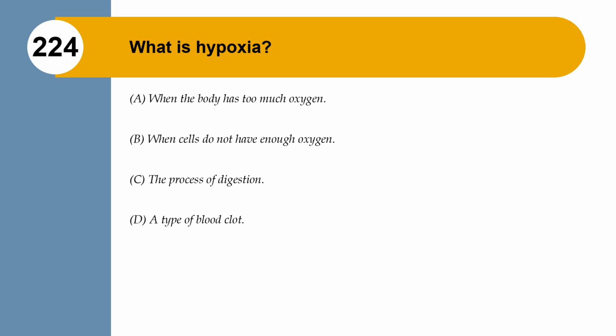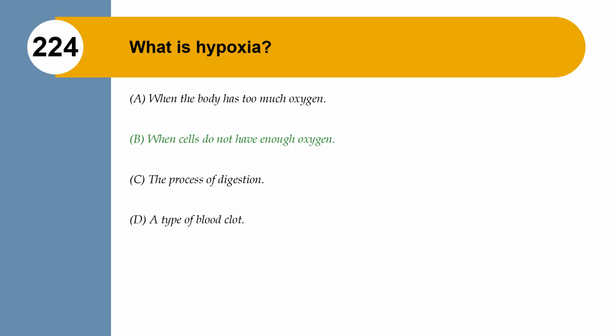Option A, when the body has too much oxygen. Option B, when cells do not have enough oxygen. Option C, the process of digestion. Option D, a type of blood clot.